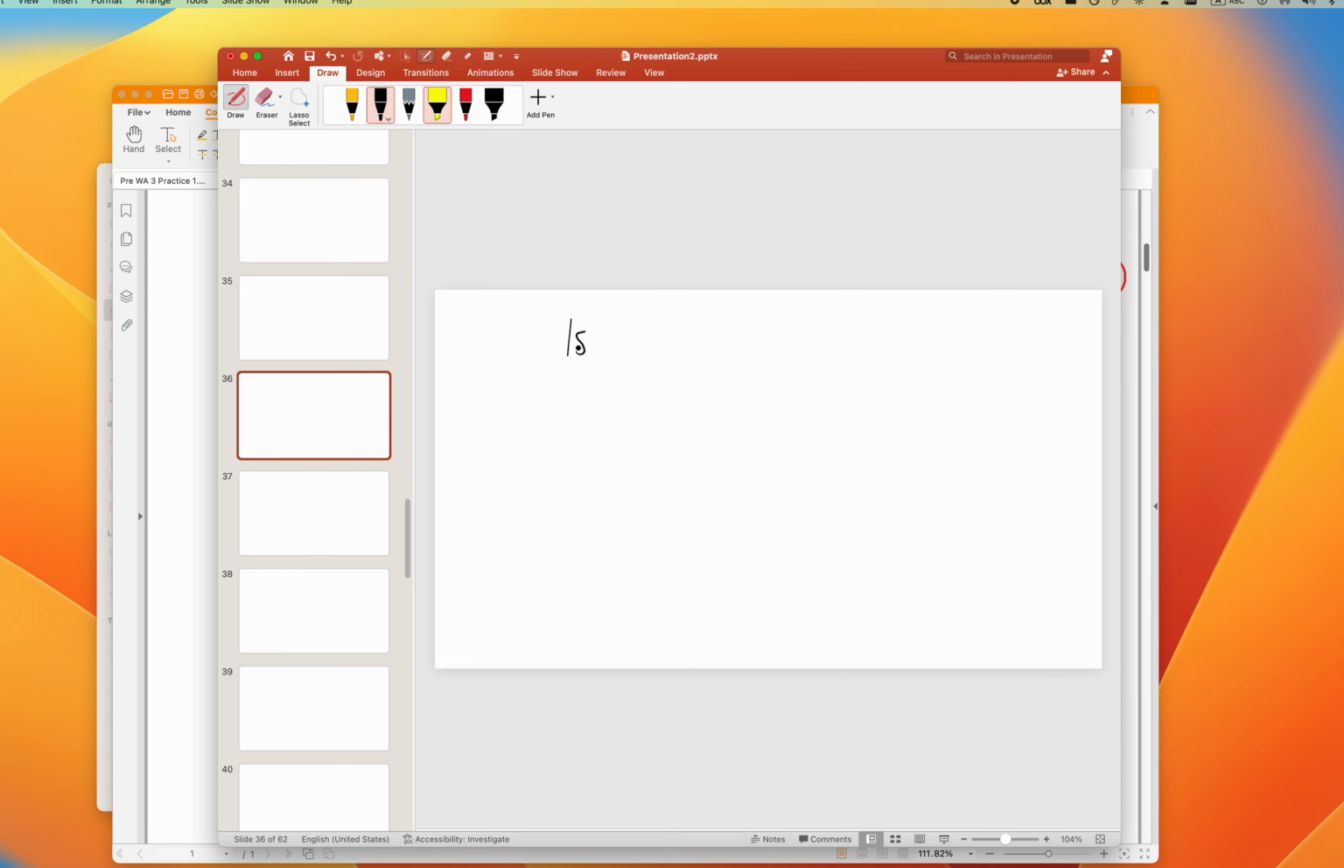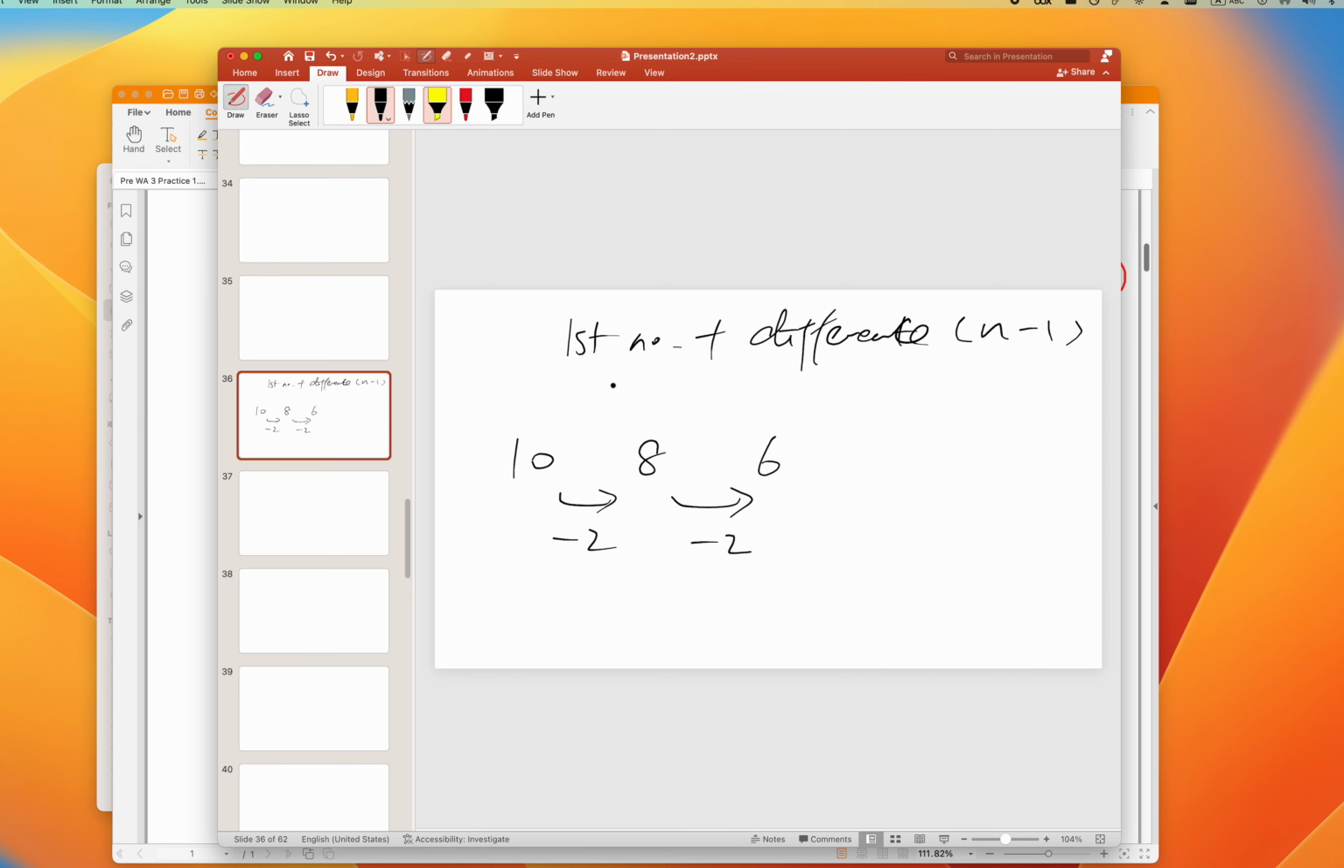Like I say, first number plus the difference times n minus 1. Sometimes the difference can be minus. Let's say if I give you 10, then 8, then 6. Over here the difference is minus 2. So if the difference is minus, you need to put minus 2 into this difference. Then you open the bracket up.